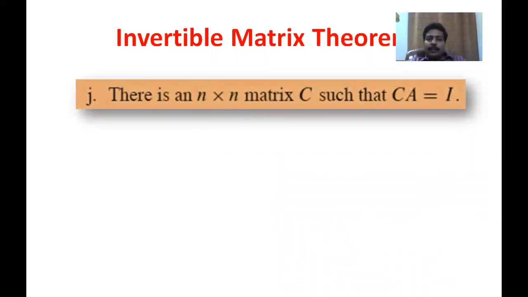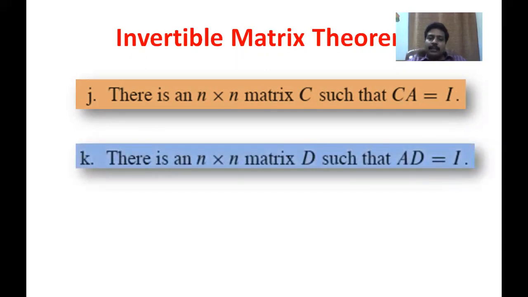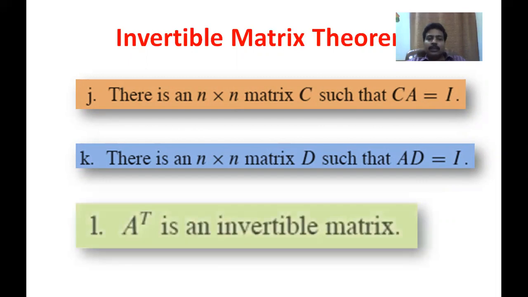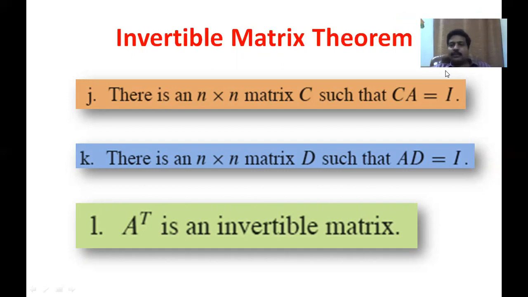And there is an n by n matrix C such that CA equals I. There is an n by n matrix D such that AD equals I, the left inverse and right inverse. And A transpose is also an invertible matrix. So all these statements are equivalent, and we have discussed these statements in detail in our previous classes.